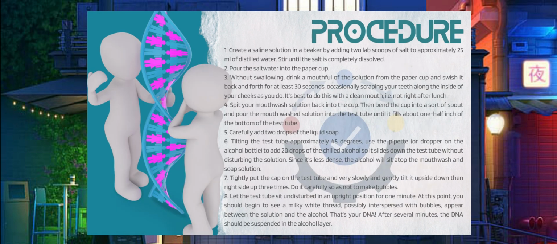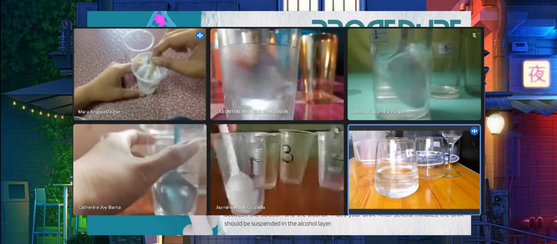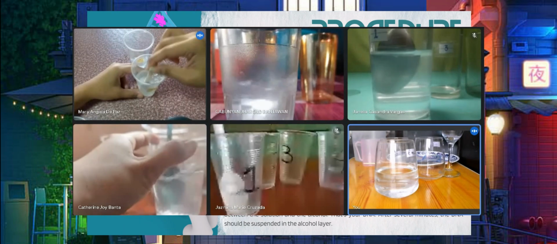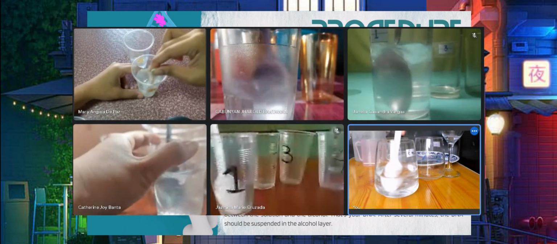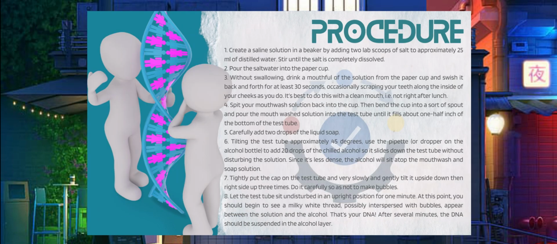So here's the procedure. Create a saline solution in a beaker by adding 2 lab scoops of salt to approximately 25 ml of distilled water. Stir until the salt is completely dissolved. Pour the water into the paper cup without swallowing. Drink a mouthful of the solution from the paper cup and swish it back and forth for at least 30 seconds, occasionally scraping your teeth along the inside of your cheeks as you do. It's best to do this with a clean mouth, not right after lunch.